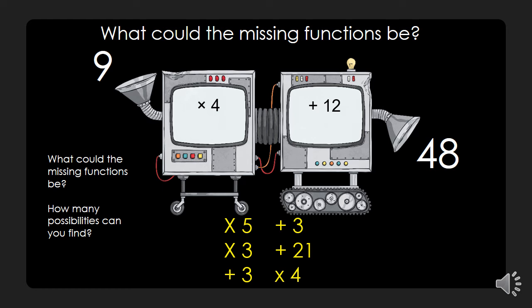We could have had 9 times 3, which equals 27, and 27 plus 21, which equals 48. And we could have had 9 plus 3, which gives us 12, and then 12 times 4, which is 48. You might have even found more than those, and I'd love to hear if you did.